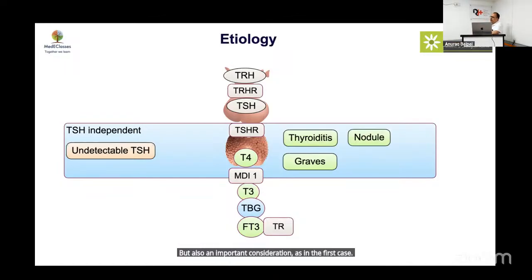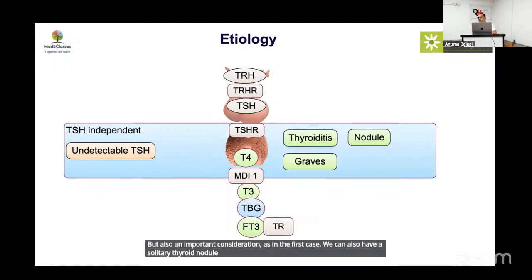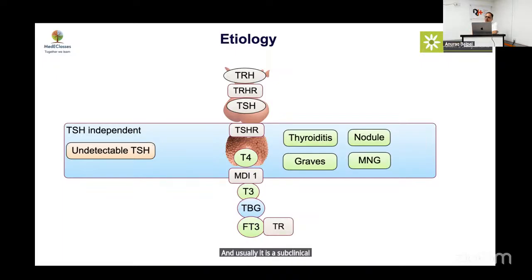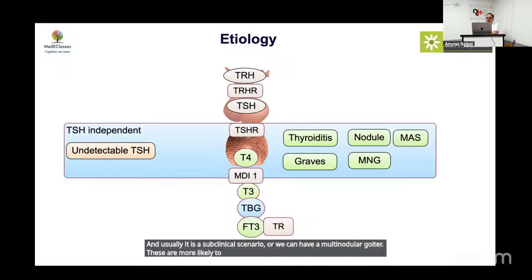We can also have a solitary thyroid nodule, which can produce thyroid hormone. The amount of production is lower here, and usually it is a subclinical scenario, or we can have a multinodular goiter. These are more likely to be present in elderlies.